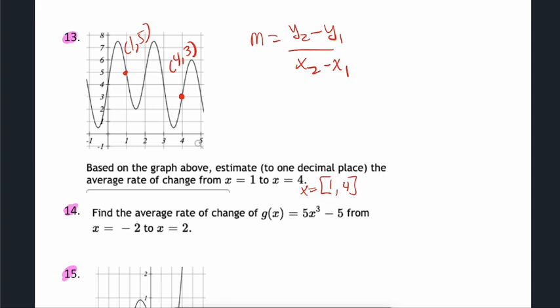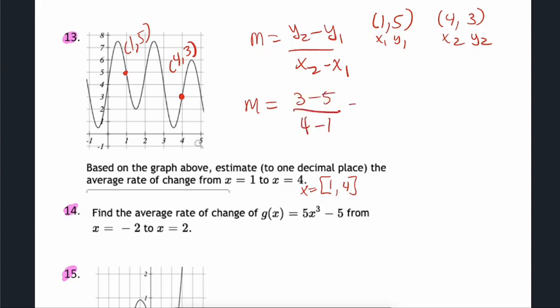It doesn't matter which one you call x1, y1 and which one you call x2, y2. It is kind of customary to make the leftmost point x1, y1 and the rightmost point x2, y2. As long as you're consistent in the formula, it'll work itself out. But if we use the points they gave us in that order, it's going to be 3 minus 5 over 4 minus 1, which is negative 2 over 3.